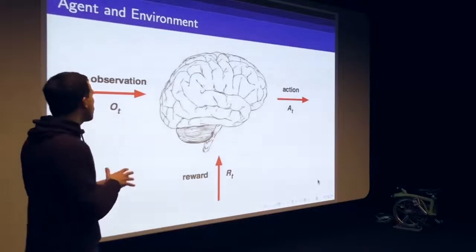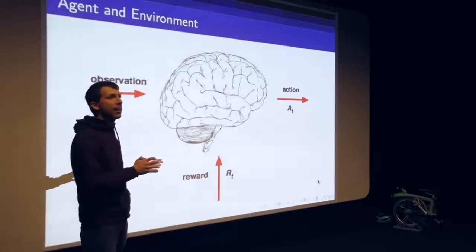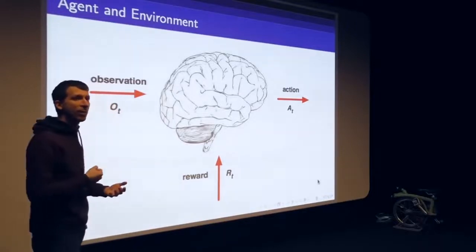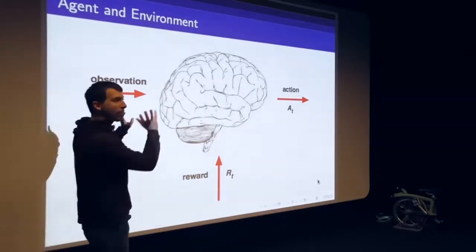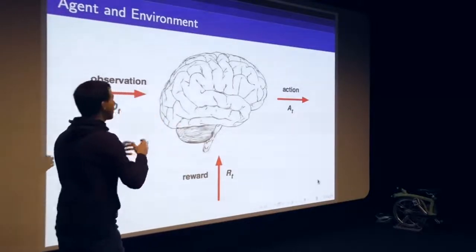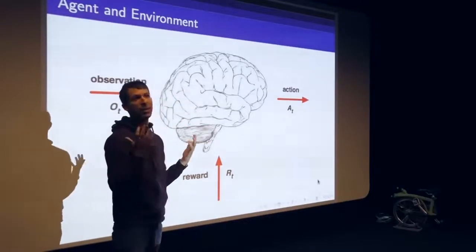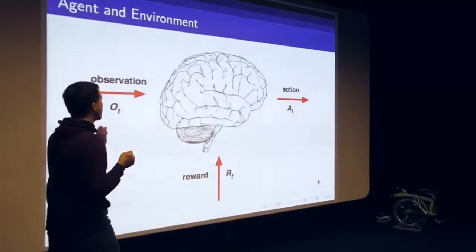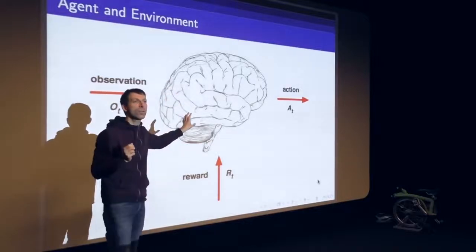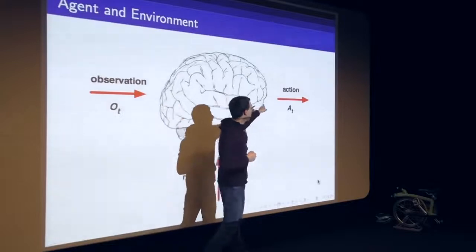Okay, so the formalism we're going to use, we're just going to develop that a little bit in terms of this interaction between agents and environments. I'm going to use this big brain here to represent the agent. This is the thing which we are controlling. Our goal is to build this brain. We want to build an algorithm which is going to sit inside the brain of something we're going to call the agent, and that thing is going to be responsible for taking actions.